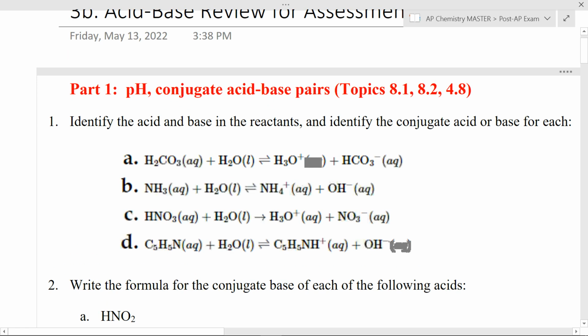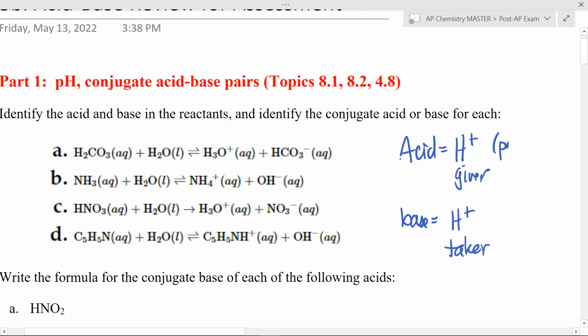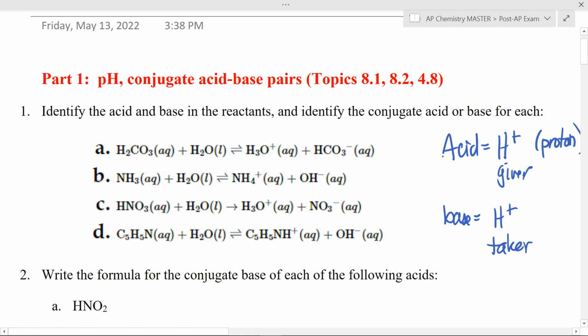So we want to remember that our definition of an acid is a hydrogen giver, and a base is a hydrogen taker. Sometimes we refer to that hydrogen ion as being a proton, so we might use the term proton giver, proton donor, or proton taker or acceptor. And so we have to look at these reactions and figure out what's going on. There's always going to be one hydrogen ion transferring from one substance to another substance.